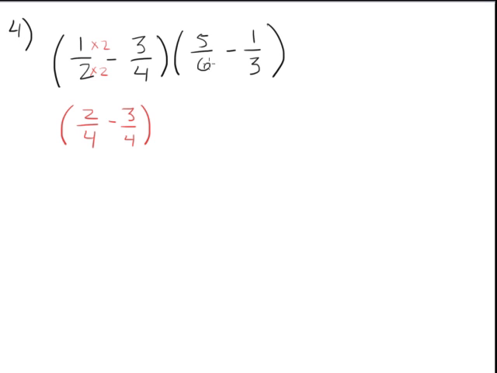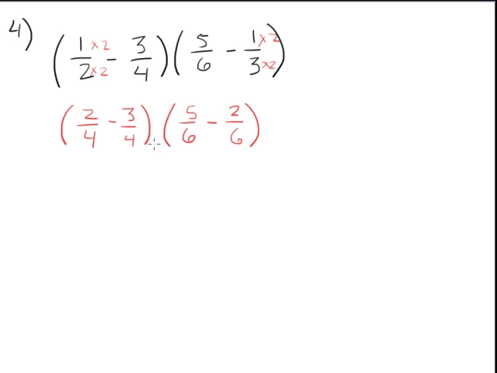I have 6 as a denominator and 3 as a denominator. The most common denominator is 6, so I'm going to times this by 2 to get my 6. What you do to the denominator, you have to do to the numerator, so I'm going to times that by 2. And I'm going to be left with the 5 over 6 that I didn't touch, minus 1 times 2 is 2, 3 times 2 is 6.